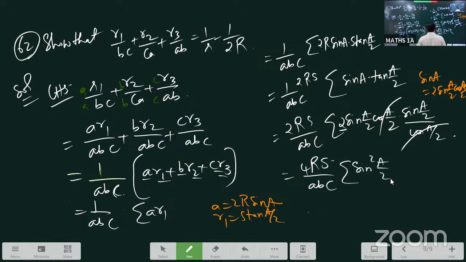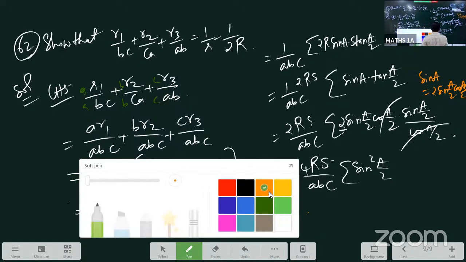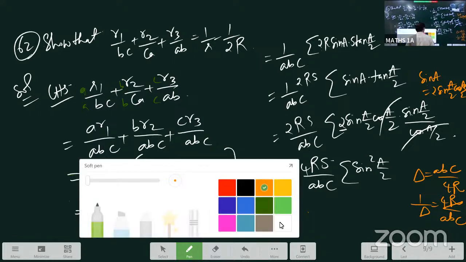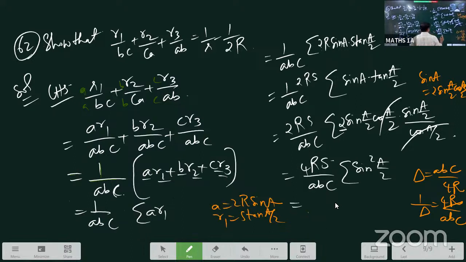Now, what is the delta formula? Delta is equal to abc by 4R. Correct, no? Now what am I having? 1 by delta is equal to 4R by abc. So this I am going to write as s by 1 by delta.